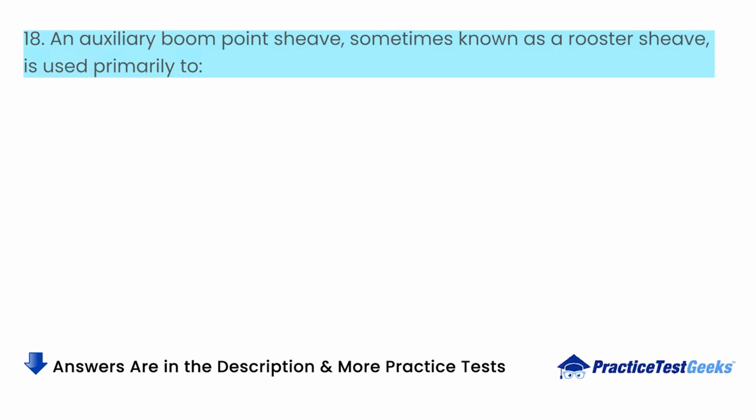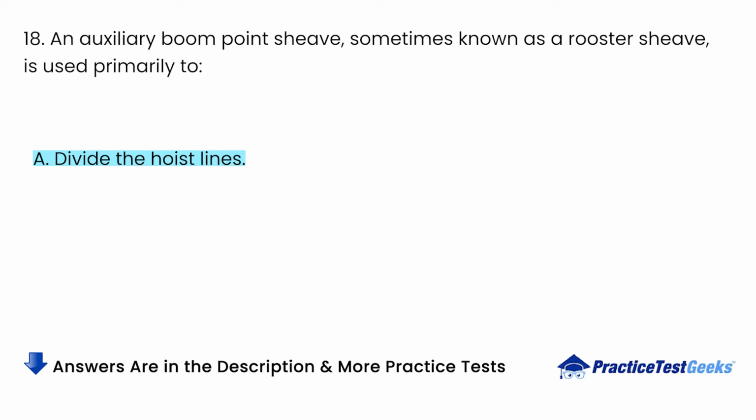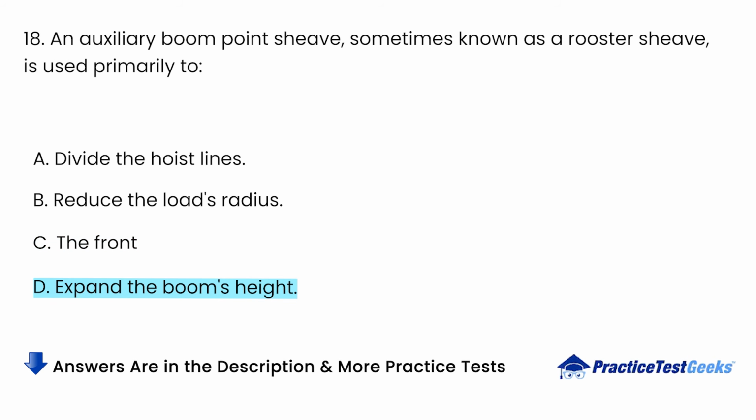An auxiliary boom point sheave, sometimes known as a rooster sheave, is used primarily to A. Divide the hoist lines. B. Reduce the load's radius. C. The front. D. Expand the boom's height.